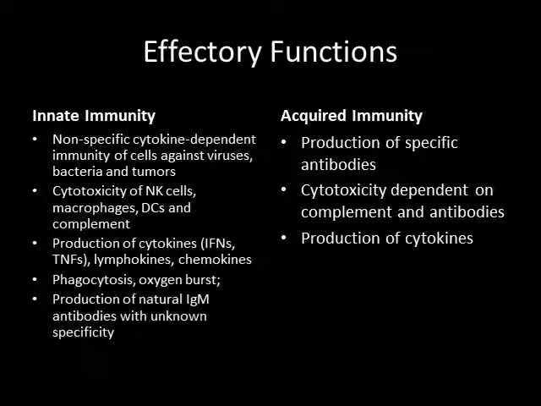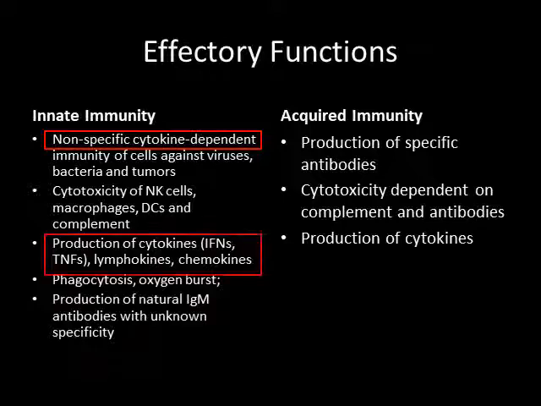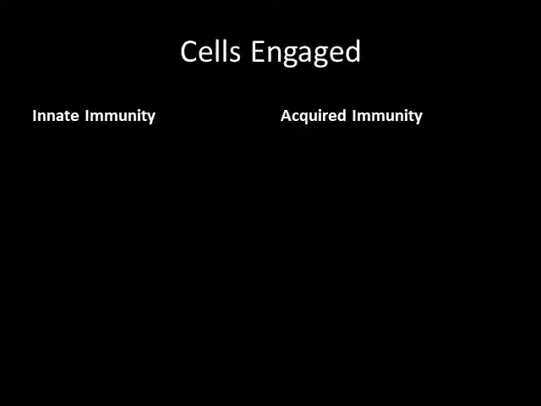The effector functions of the innate system are non-specific. They are connected with the cytokine-dependent antiviral and antibacterial states of the cell, with pathogen phagocytosis, and with the production of cytokines, especially your IFNs, TNFs, ILs, and chemokines, and it involves the killing of infected or transformed cells that is dependent on natural killer cells, macrophages, DCs, and the complement system but independent of your MHC. The cells engaged in both systems are also different.